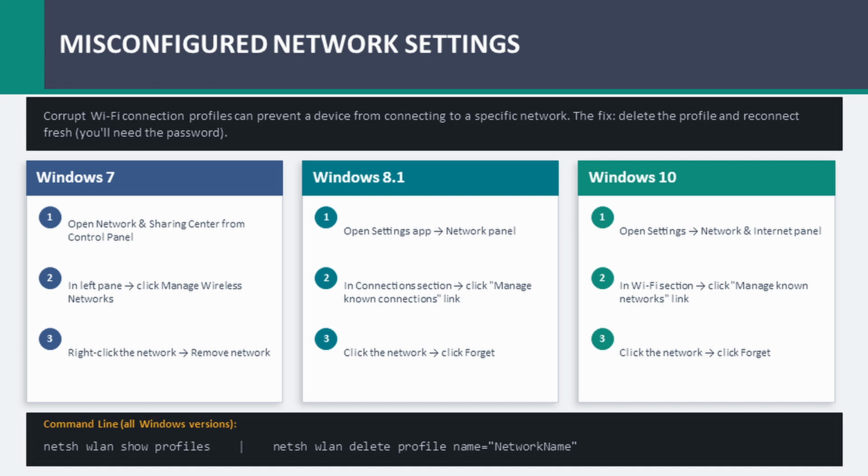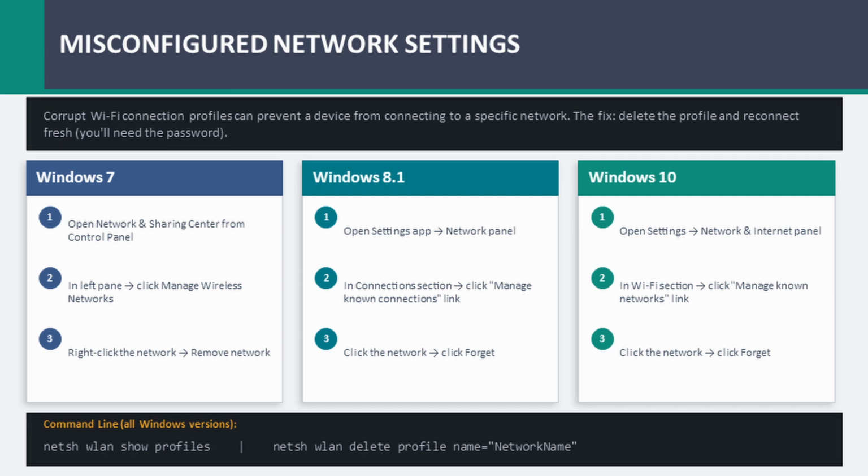When a PC can no longer connect to a specific Wi-Fi network despite the network being available and functioning normally, the connection profile stored on the device may have become corrupt. The solution is to delete the saved profile for that network and reconnect from scratch. This requires knowing the Wi-Fi password. The process differs depending on the Windows version.